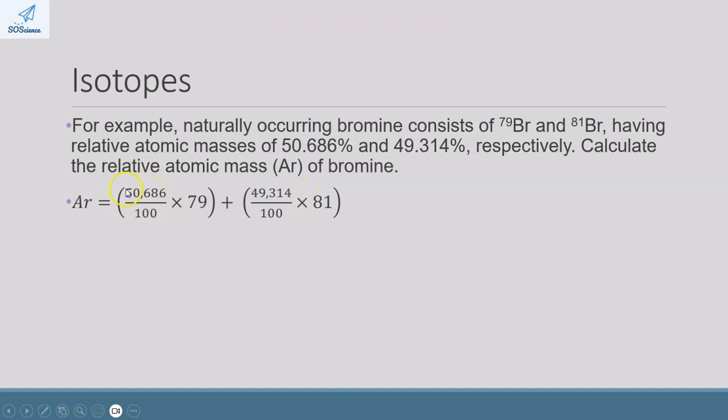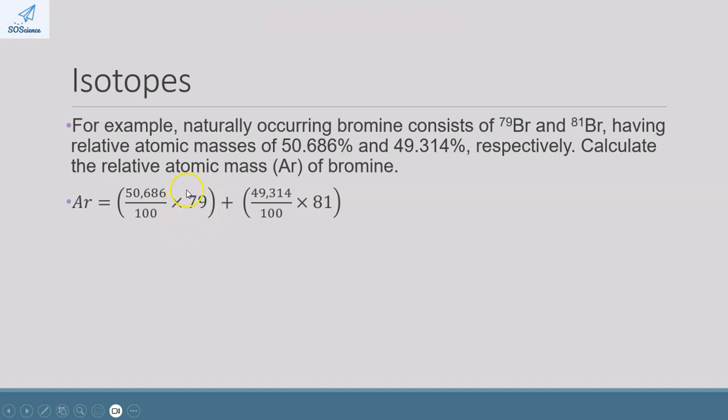The percentage is a number divided by 100. That's what percentage means. So we have to represent it as 50.686 divided by 100. That is equal to 50.686%. And we have 50.686% of, and "of" is always a multiplication in maths, bromine that has a mass of 79.